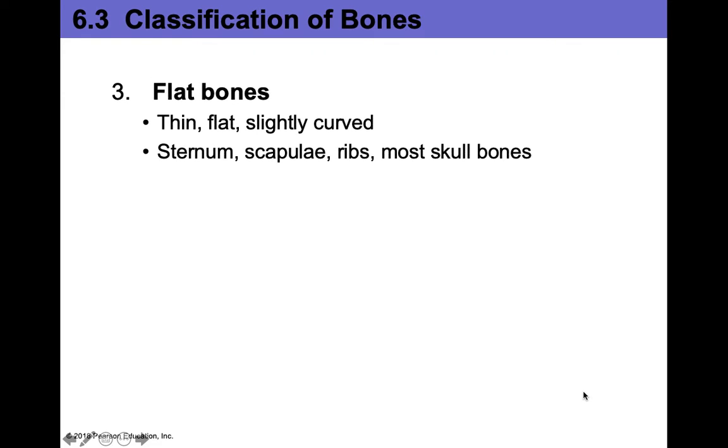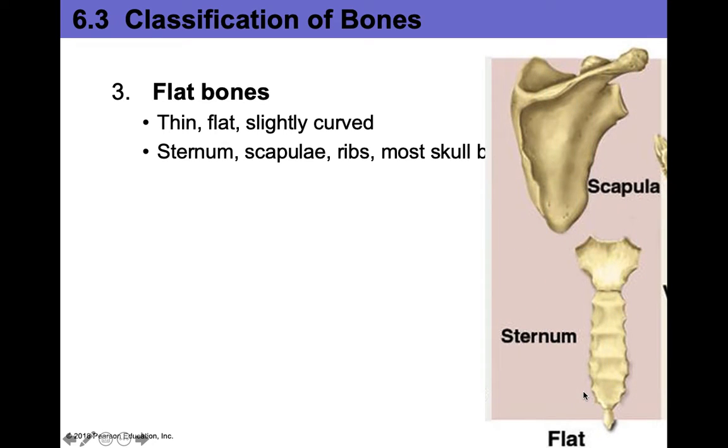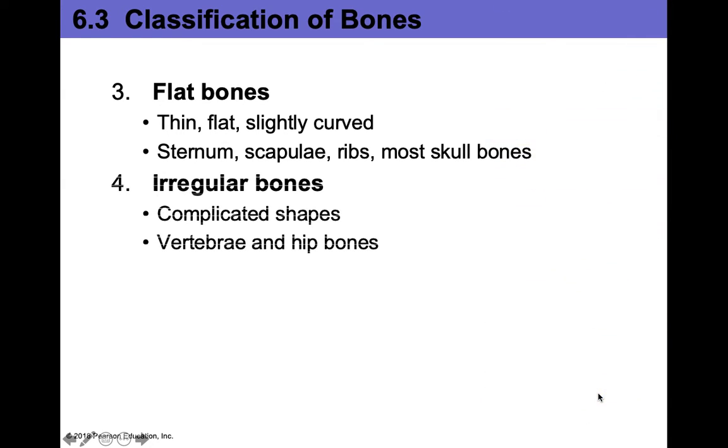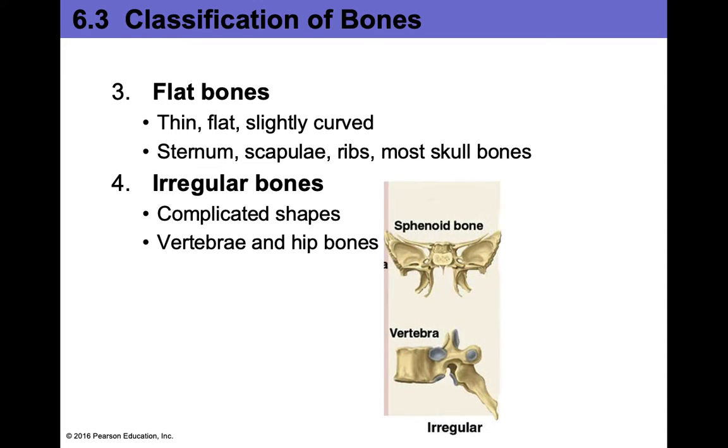Then we have flat bones: thin, flat, slightly curved, sternum, scapula, ribs, most skull bones as well. So that's an example, scapula, sternum. Irregular bones, complicated shapes, vertebrae and hip bones, right? Everything else is an irregular bone. Your vertebrae are the major example. Oh, sphenoid bone is another example of it.